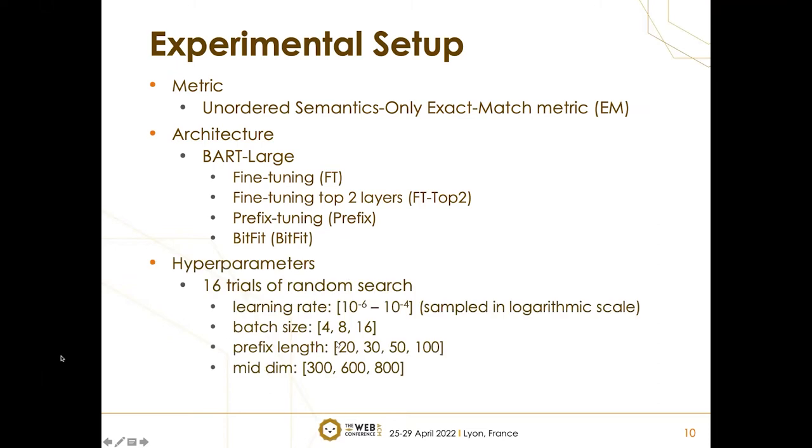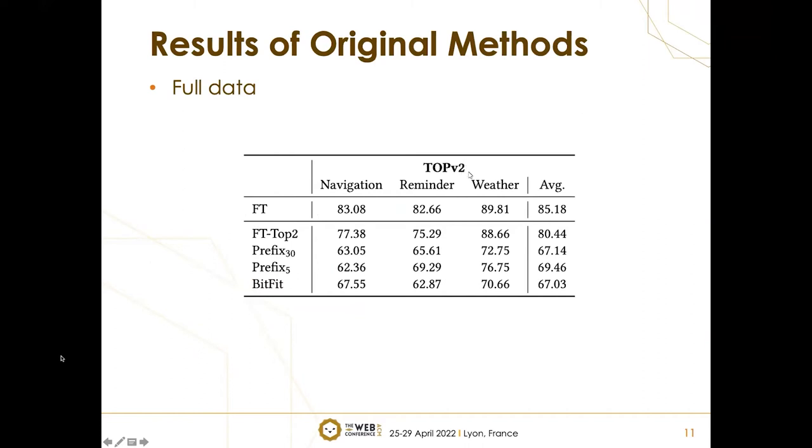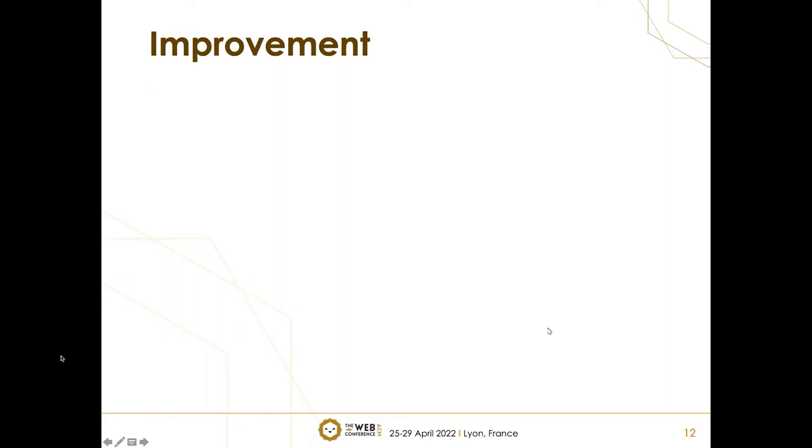Here are the details of the hyperparameters. Basically we use random search with a certain number of trials within a certain range, so I will skip those details. Without any modification of the original prefix tuning and BitFit methods, let's look at the initial results. By the way, the subscripts next to the prefix mean the length of the prefix used in the model. This table shows that for both prefix tuning and BitFit, without any modification, those methods don't work well in the semantic parsing task. There is almost 20% regression compared to full fine-tuning.